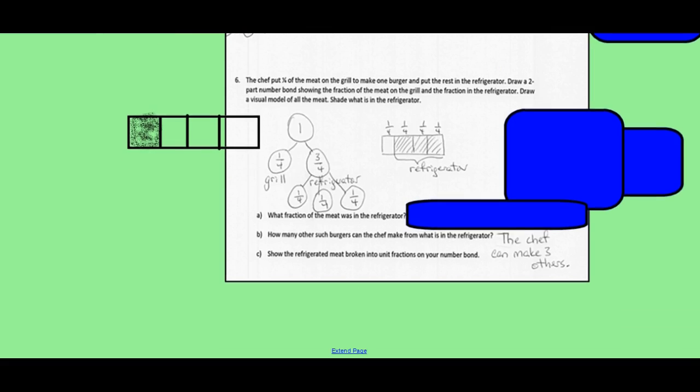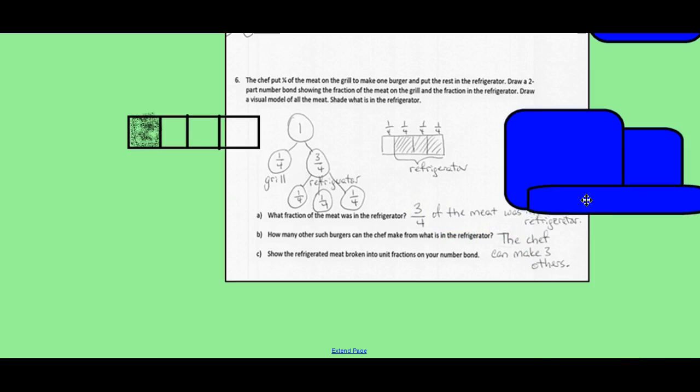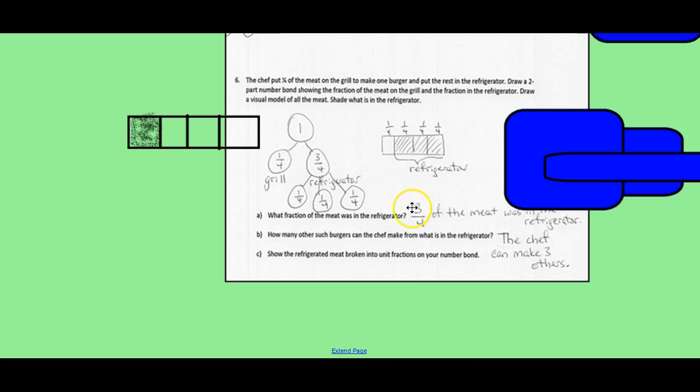And the last part that we have to do is make a visual model to show what was in the refrigerator, and we're going to shade what was in the refrigerator. So here's a rectangle. Once again, if you drew a circle that had 4 equal parts, that's okay. But you needed to have 3 parts that were shaded, since we know that there were 3/4 of the meat in the refrigerator. So the question says what fraction of the meat was in the refrigerator, and since we had 3 parts shaded out of 4, there was 3/4 of the meat that was in the refrigerator. If you just put 3/4 on this part, I'm fine with that.